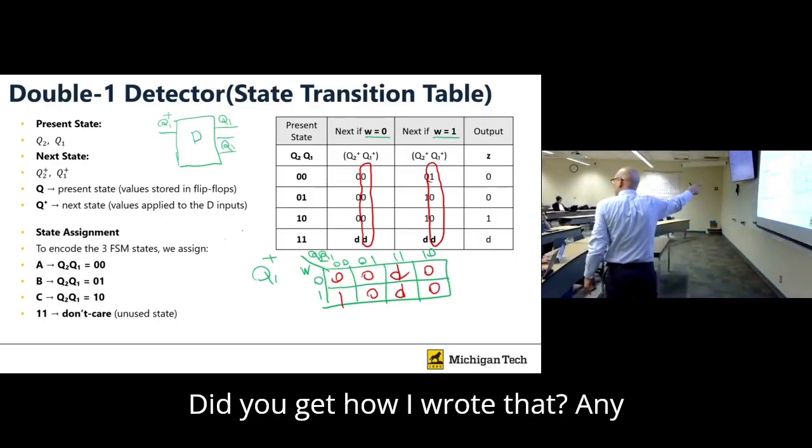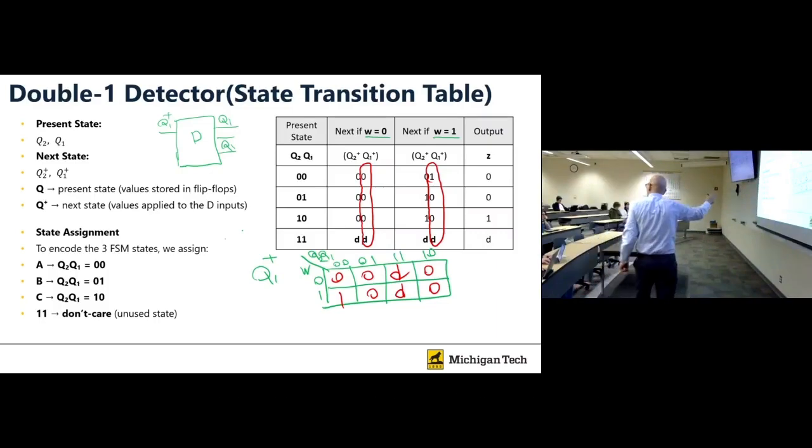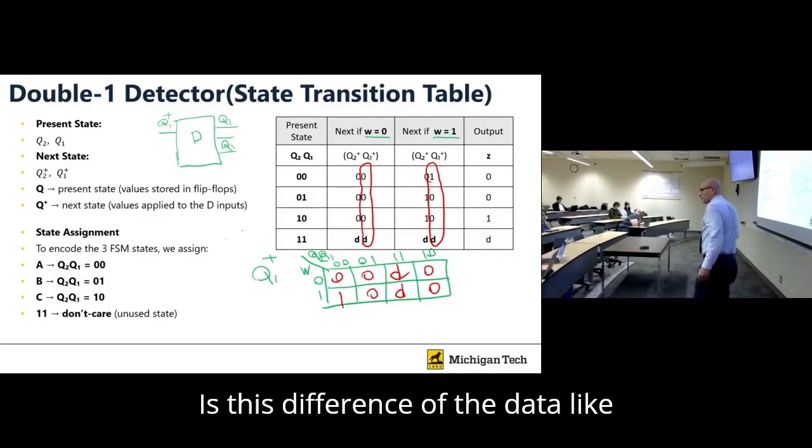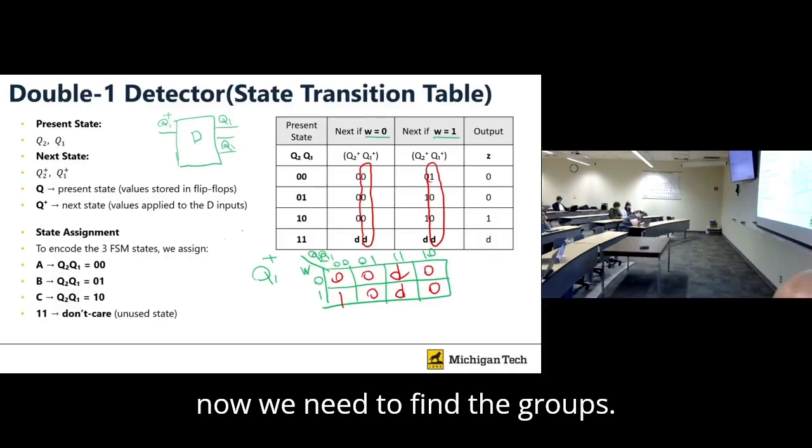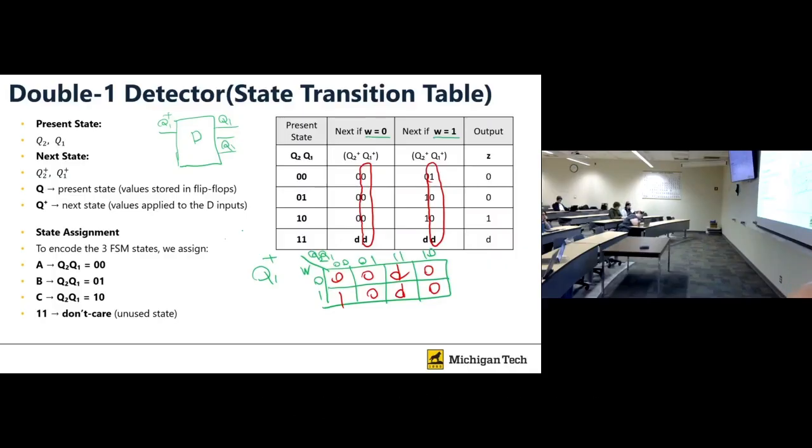Did you get how I wrote that? Any question? Is it not complicated like before? Okay. Now we need to find the groups. Okay, you help me.